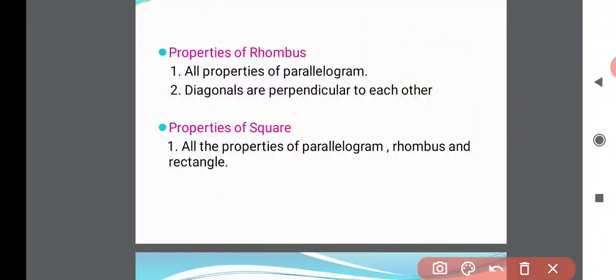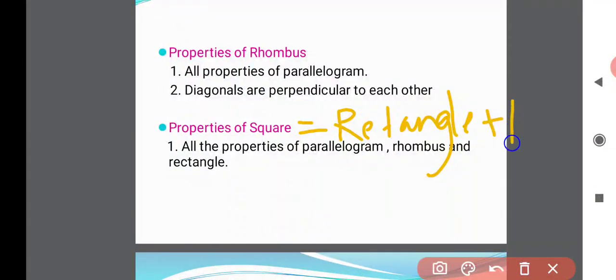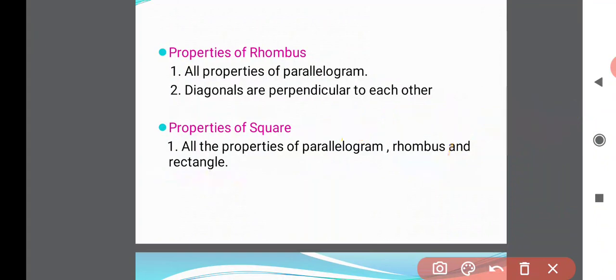Now let's see the last, the properties of a square. As I told you, a square is a special type of parallelogram, and it is a combination of rectangle and rhombus. So obviously it satisfies all the properties of a parallelogram, rhombus, and rectangle.